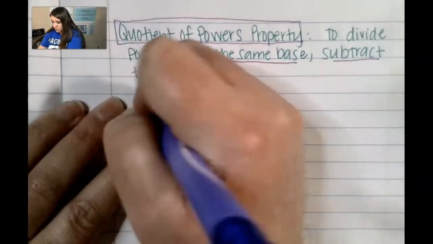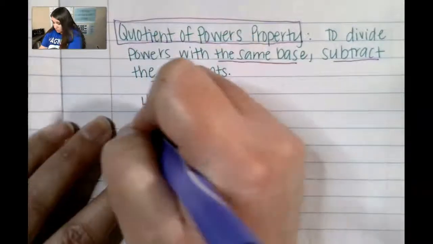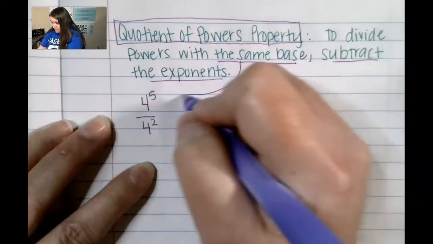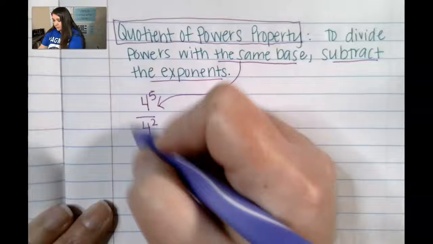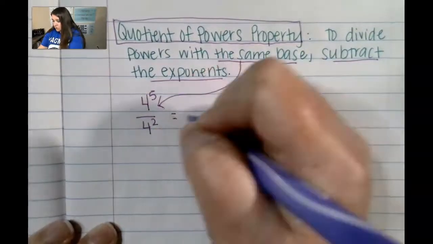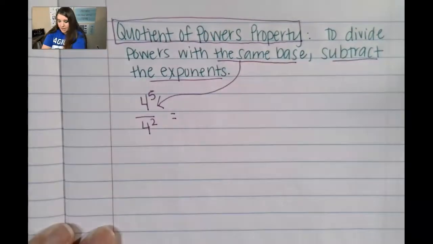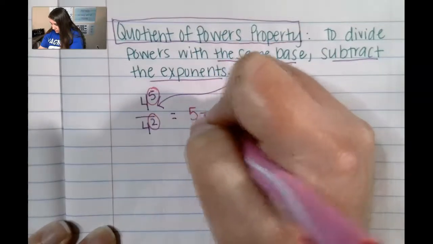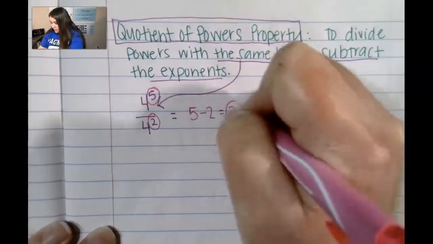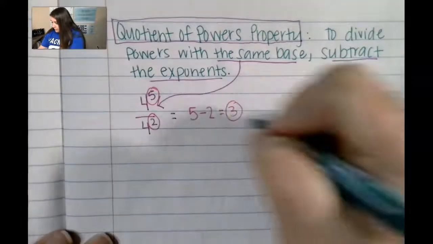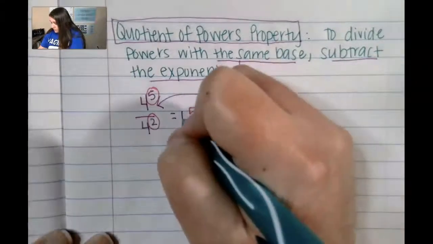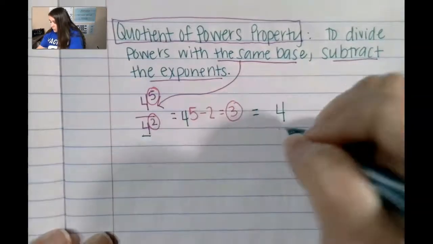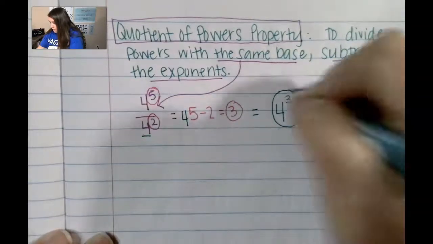So here's your example. Here's our powers. 4 to the 5th over 4 to the 2. So here's the ones with the same base. When you have something like this, all you do is you take these exponents, 5 and 2, subtract them and that gives you 3, and then you just rewrite it. So our new one is 4, that's our base, to the power of 3.